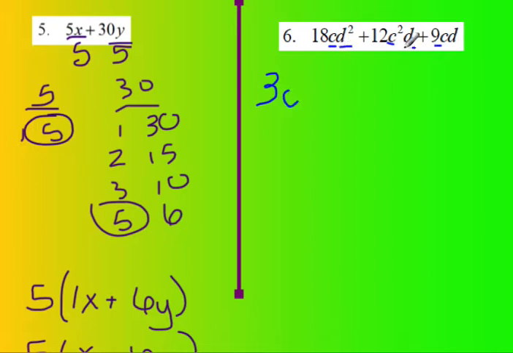Then I have d squared, d to the first, d to the first. So I have a d in each term, but the smallest number of d's in each term is d to the first. So all I can do is divide by d to the first. So what I'm going to do is divide each of these by 3cd.